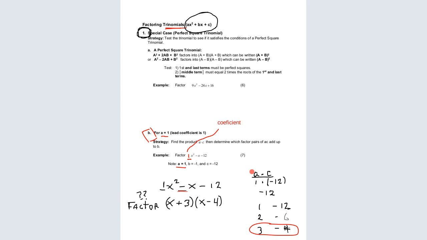Okay. So to recap, multiply A times C. If your lead coefficient is 1, find the factor pair that adds up to the coefficient of the middle term. So when I add them together, I have to get that, which it did. And so then just use these numbers as the constant terms in your binomial. And you're ready to rock and roll.